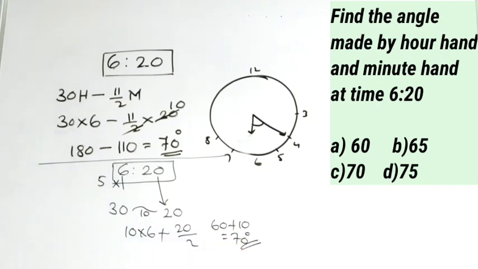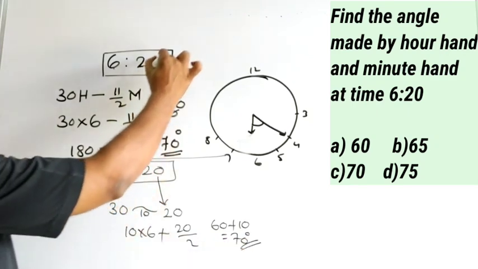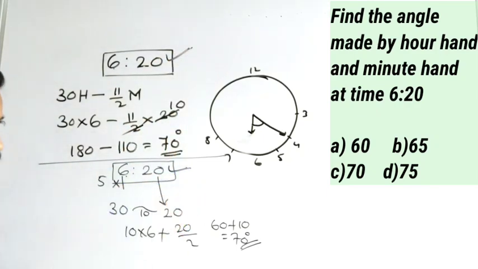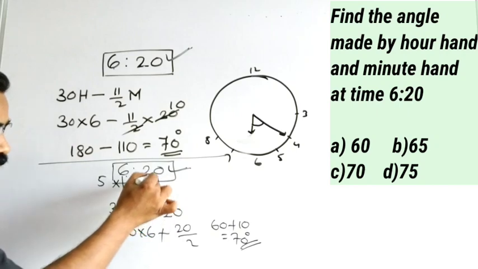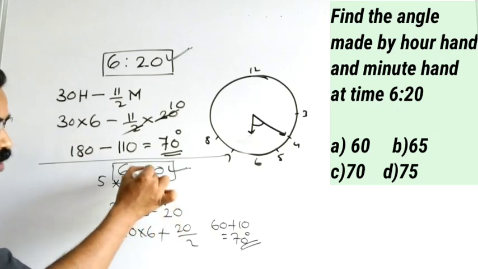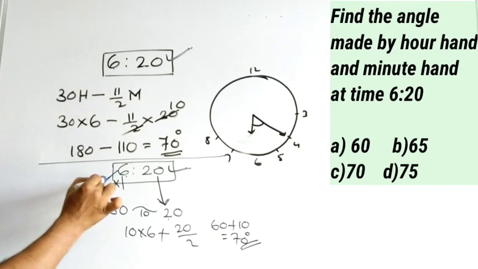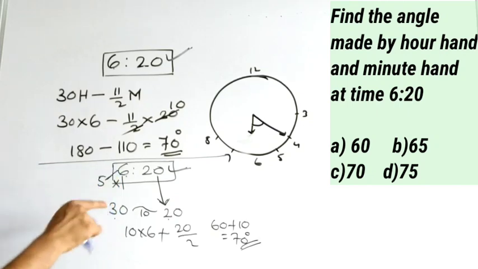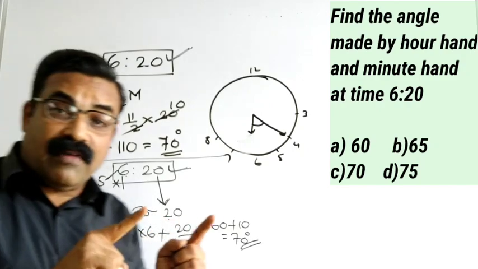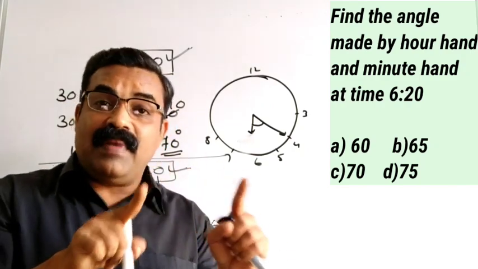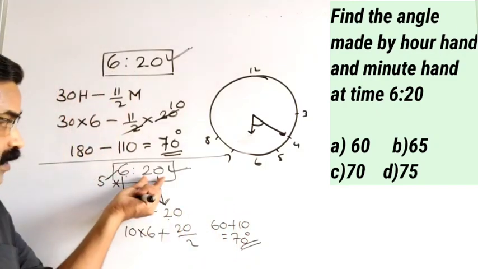Understand very clearly? What we have to do, the time given is 6:20. So we have written that 6:20 here. After writing the 6:20, the minute 20 you can write the same way. 20 is 20 only. The 6 is multiplied by 5, 6 into 5, 30. Here, in the previous question we have seen there is no difference. 20, 20, 40, 40, like that same number came. So we have just divided this by 2.